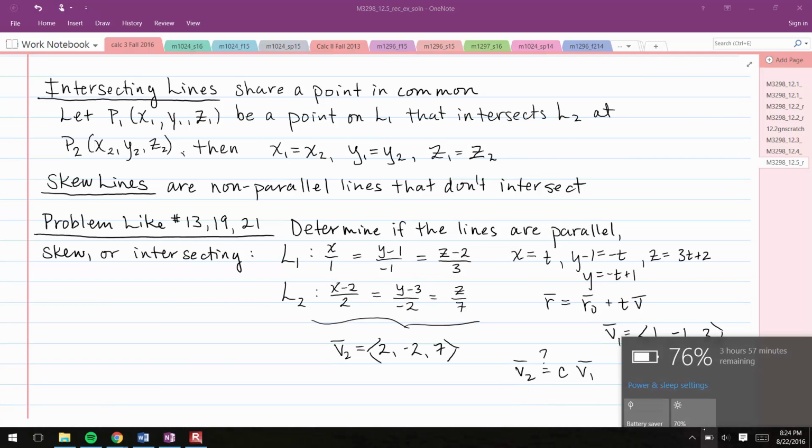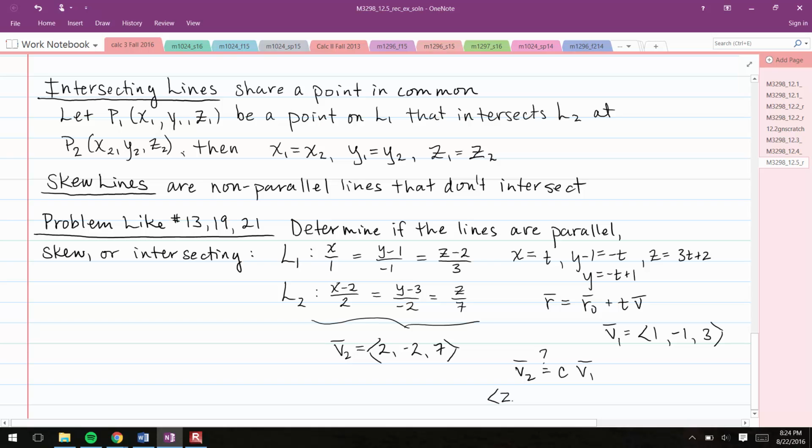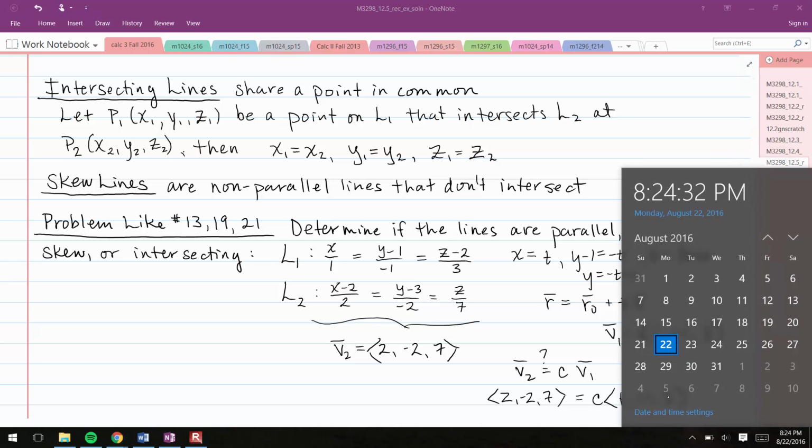And then I'm going to fill these in. So 2, -2, 7. V sub 1 is 1, -1, 3. So that constant for the first component here would have to be 2. So then you can just see if that holds down the line.